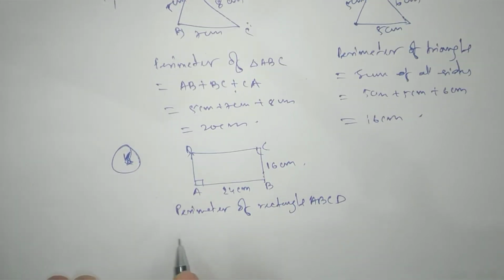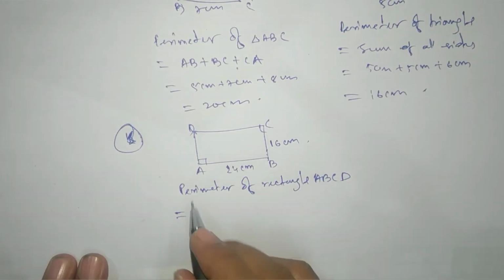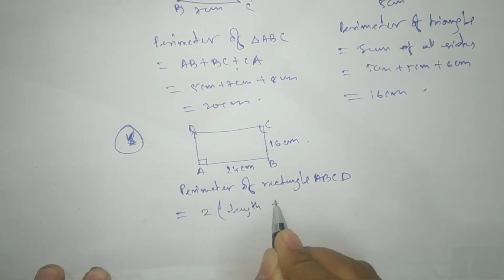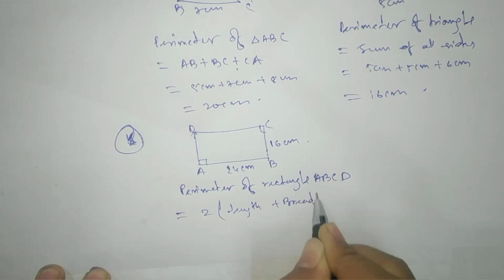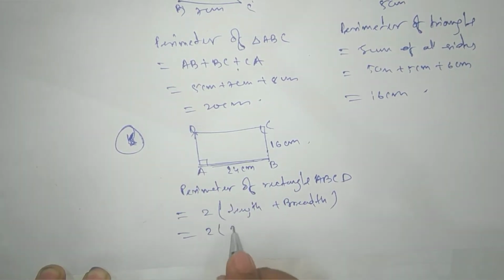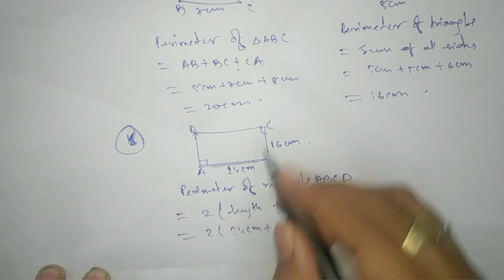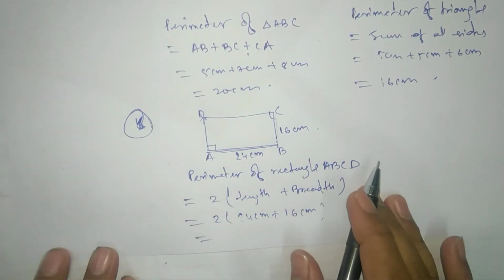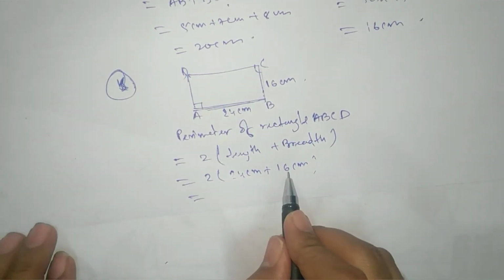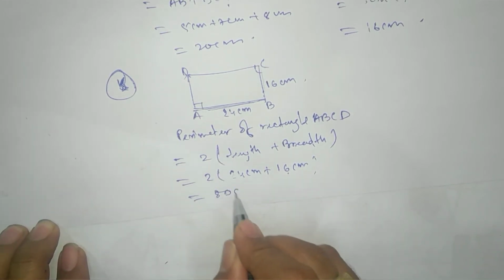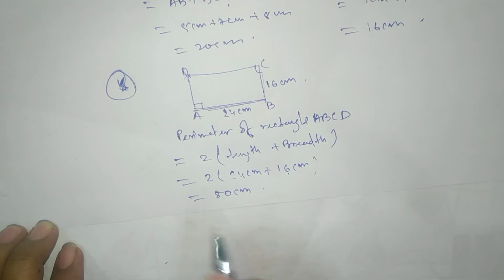In this case we have a formula, you can apply it directly, that is 2 into length plus breadth. So here length is this one, 24 cm, plus breadth, that is BC, 16 cm. Now we add it, how much do we get? 40 cm. 40 into 2 we get 80 cm. This will be our answer for this one.